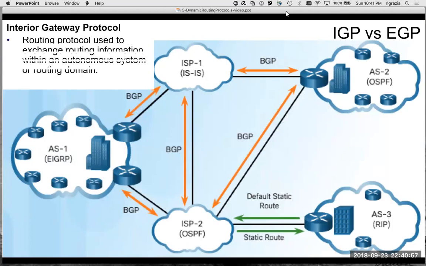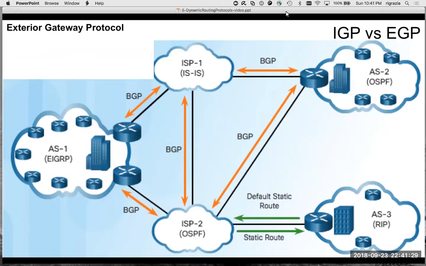Okay, interior gateway protocol versus exterior gateway protocol. Interior gateway routing protocol is a routing protocol used to exchange information within a single organization we call autonomous system or routing domain, when all the networks belong to a single organization. These are routing protocols like EIGRP, OSPF, ISIS, and RIP, some of that's still out there, but that's pretty much a legacy routing protocol.